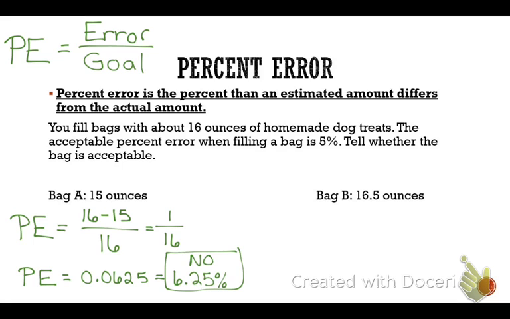On bag B, let's calculate the percent of error. Guys, listen. 16.5 minus 16, divided by my goal, which is 16. So now it's only 0.5. But I still don't know, I have to test it. I mean, it looks like it might be okay. Divided by 16. Now my percent error is approximately 3.13%.